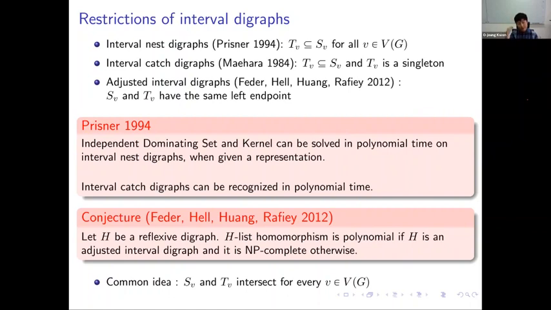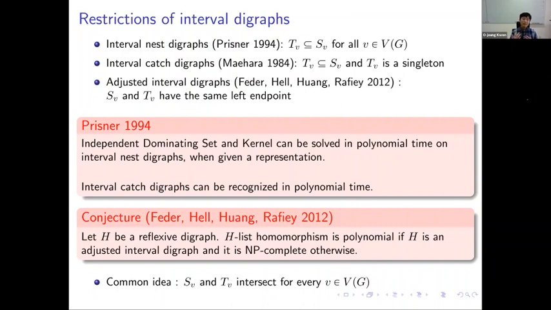They didn't think about algorithmic applications of these classes, but they related them to list homomorphism problems, and they conjectured that when H is a reflexive digraph, where reflexive means that every vertex has a loop, list homomorphism to H is polynomial time solvable if H is an adjusted interval digraph and is NP-complete otherwise. As far as I know, this is still open. They proved one direction: if H is an adjusted interval digraph, it's polynomial, but the other direction is open, I guess.